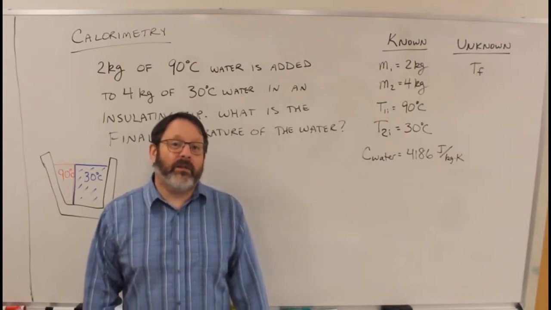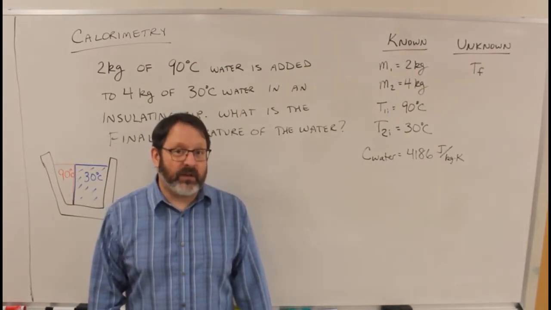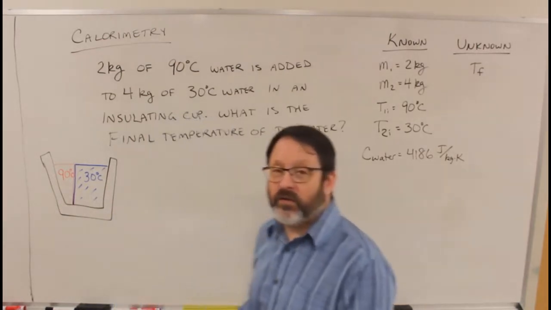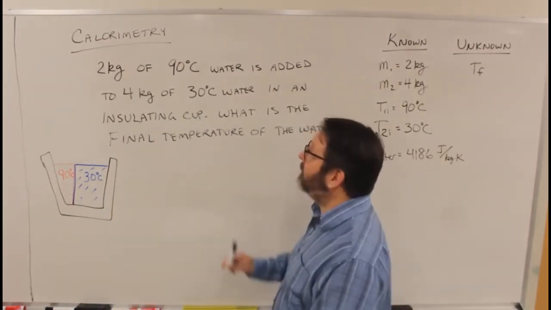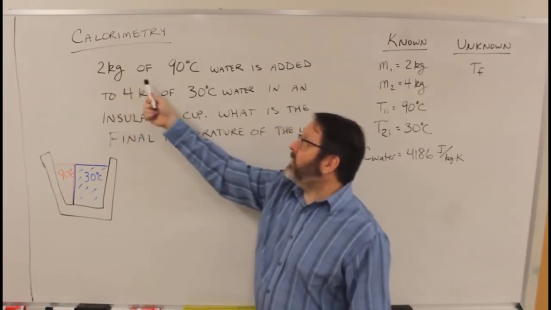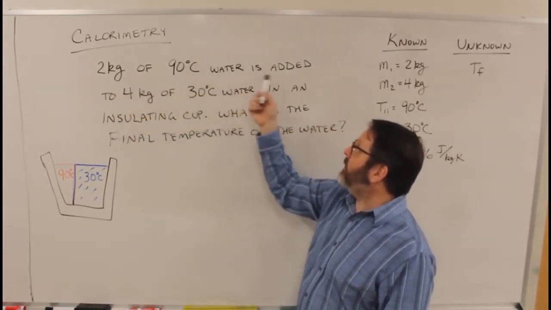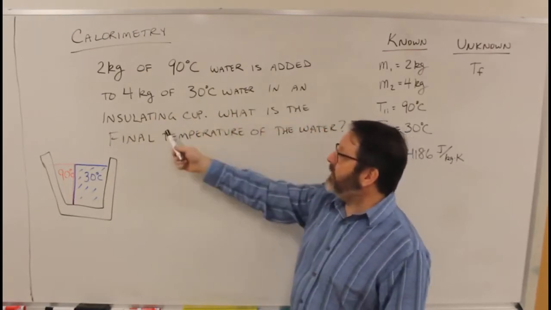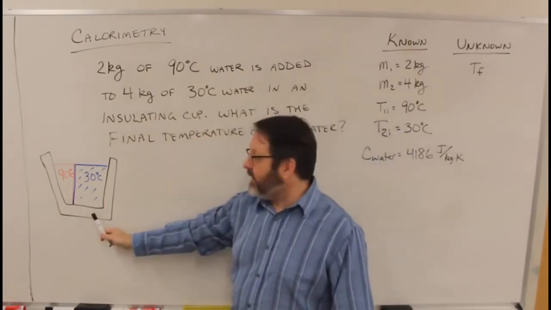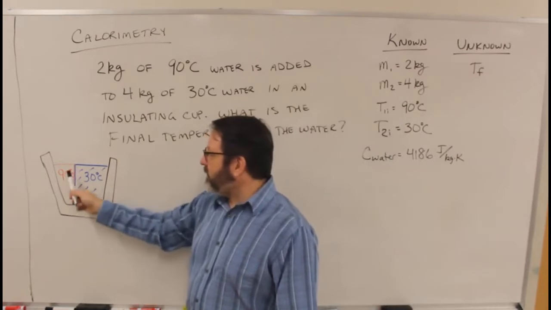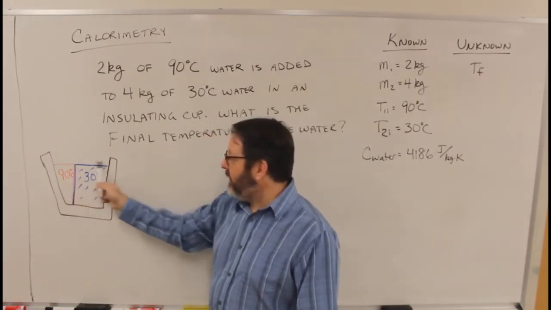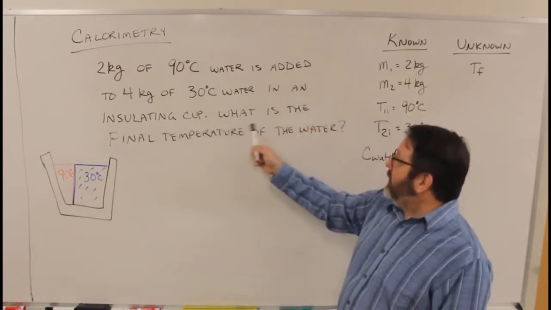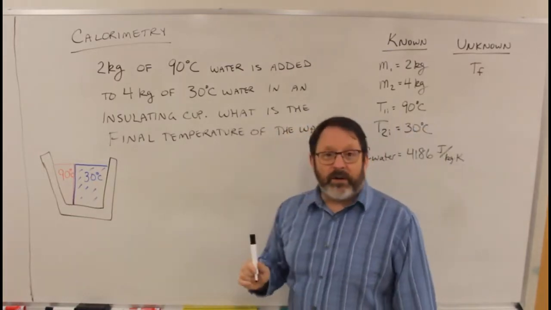In this video, I'll introduce the idea of calorimetry and use it to show how you can find the final temperature of two items that are combined together. So in this example, I have 2 kilograms of 90 degrees Celsius water added to 4 kilograms of 30 degrees Celsius water in an insulating cup. So I've drawn it here. There's a smaller amount of 90 degrees Celsius water in a larger amount of 30 degrees Celsius water. What's the final temperature of the water?